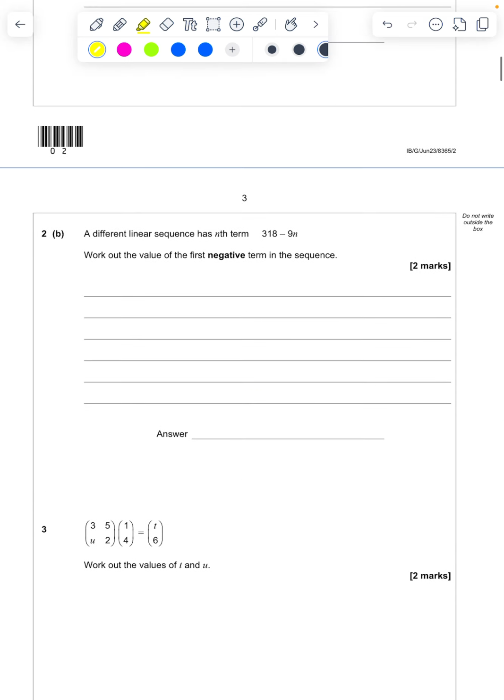And then part B, you've got a different linear sequence as given by this nth term. Work out the first negative value in the sequence. This will first go negative when 318 take away 9n is less than 0. So you're now just going to solve the inequality, sorry. There we go, put 9n on this side, okay. Actually, I'm just going to write this as 9n greater than 318. They mean the same thing, I've just switched it around.